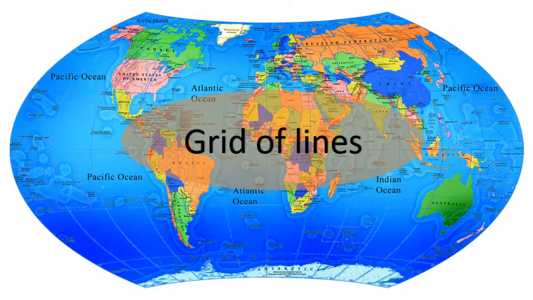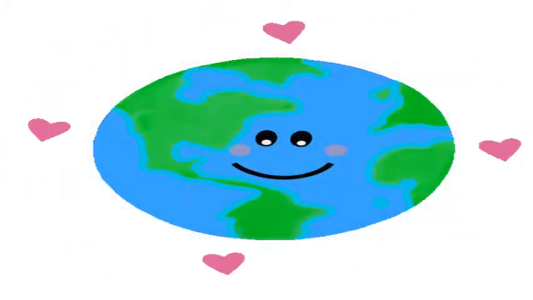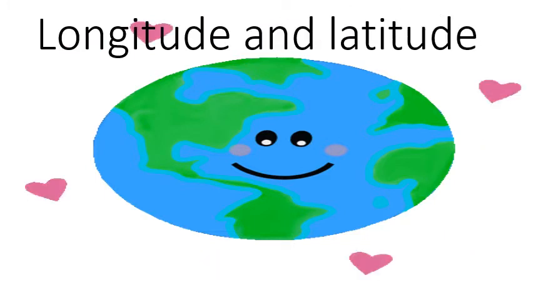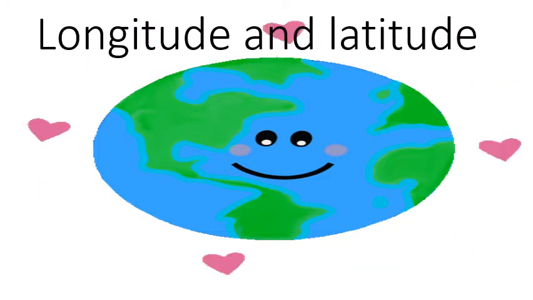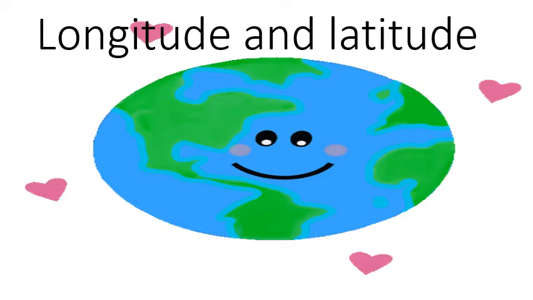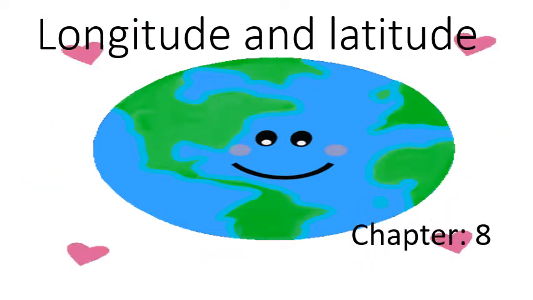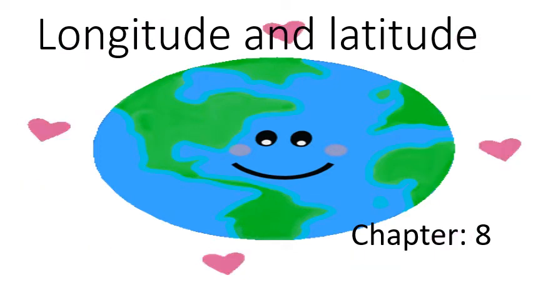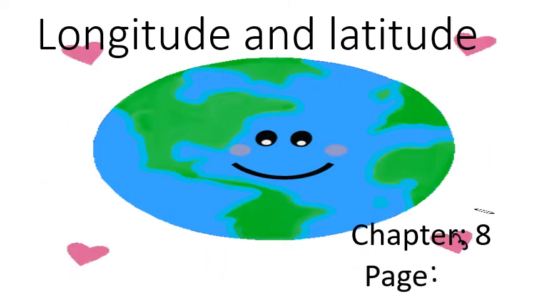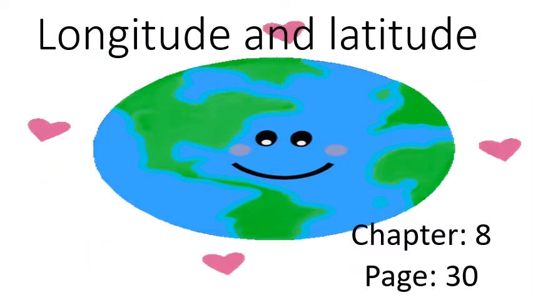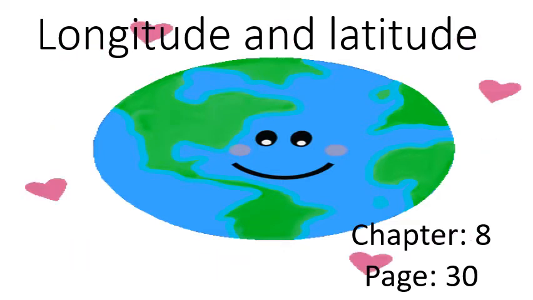So let's see the name of the chapter now. And here comes the name of the chapter, and it is longitude and latitude. The name of the chapter is longitude and latitude. This is our chapter number 8 and it is on page number 30 of your social studies book. So let's start.